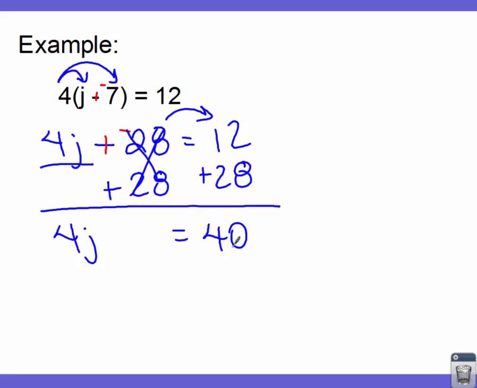So now our goal is to solve. This one I have a multiply by 4. I don't want to know about 4Js, I only want to know about 1J. So I'm going to divide by 4, divide the 40 by 4, because what I do to one side, I must do to the other. And you end up with J is equal to 10 for our final answer.